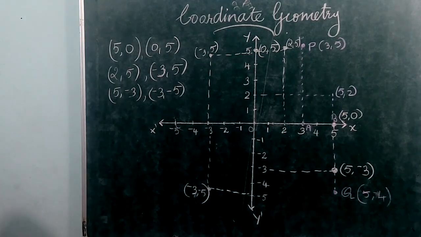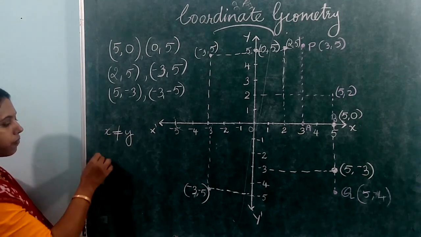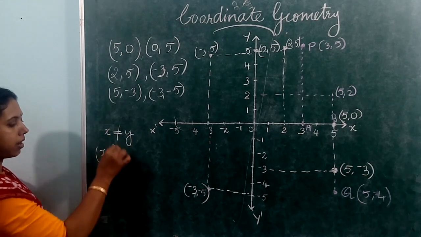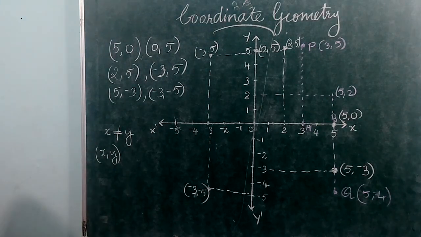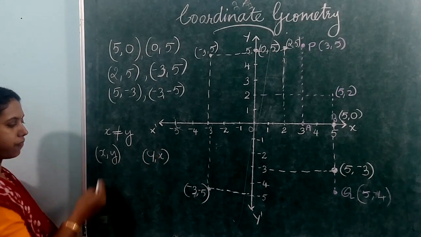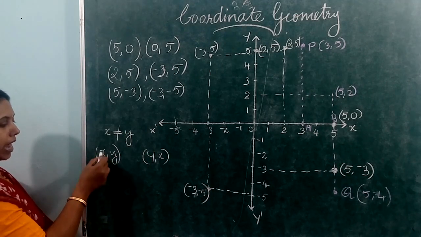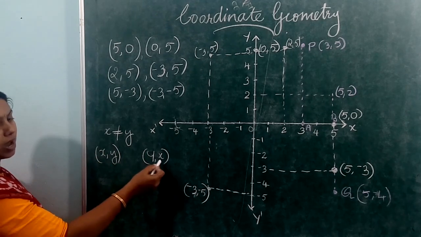By taking several such examples, you will find that if x is not equal to y, then the position of (x, y) in the plane is different from the position of (y, x). If we interchange the order, (x, y) is not the same as (y, x).